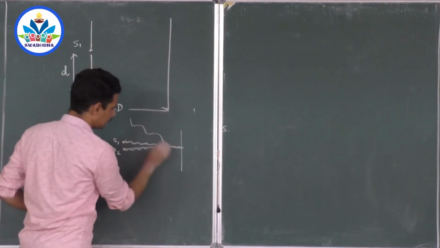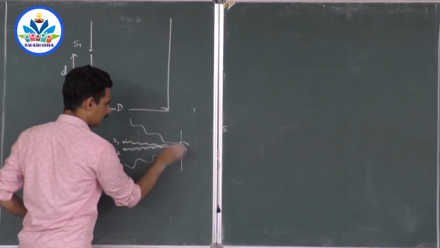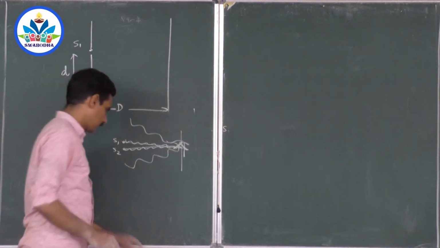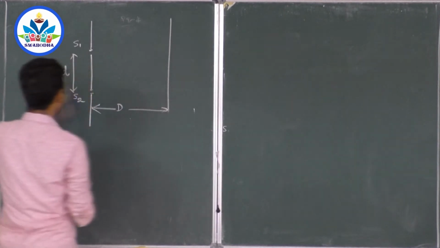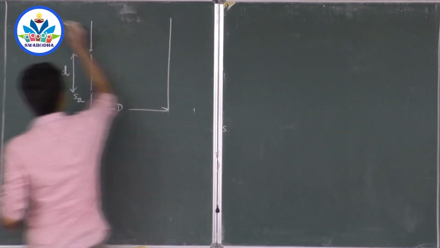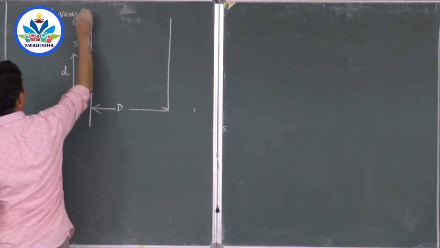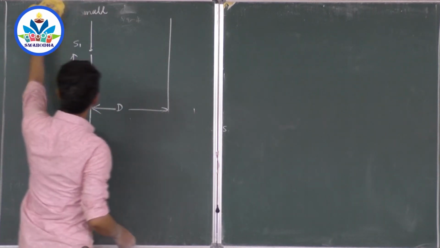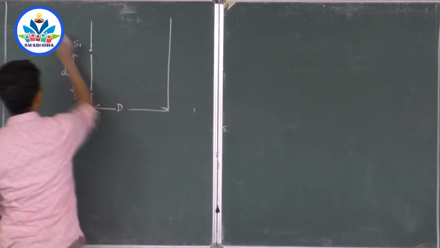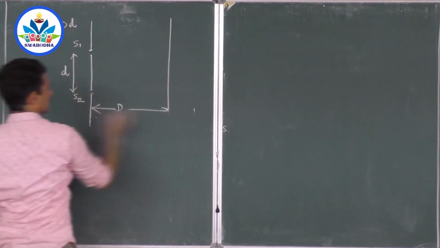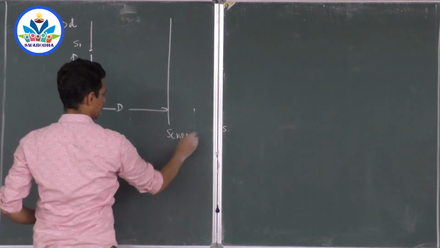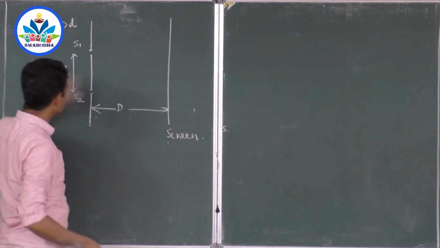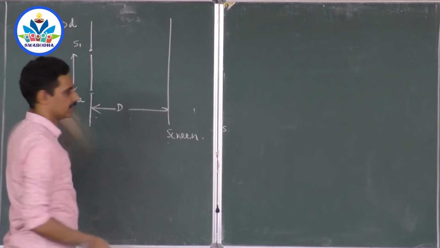Otherwise, if one comes like this and another comes like this, then the displacement of this is like this and the displacement of this is like this. That is not an interference. So for that, d must be small. I'll write it here: d very small compared to D, or simply I can write capital D much greater than d. The distance between the screen and the sources is capital D, which is large, and the distance between the sources S1 and S2 is very small.